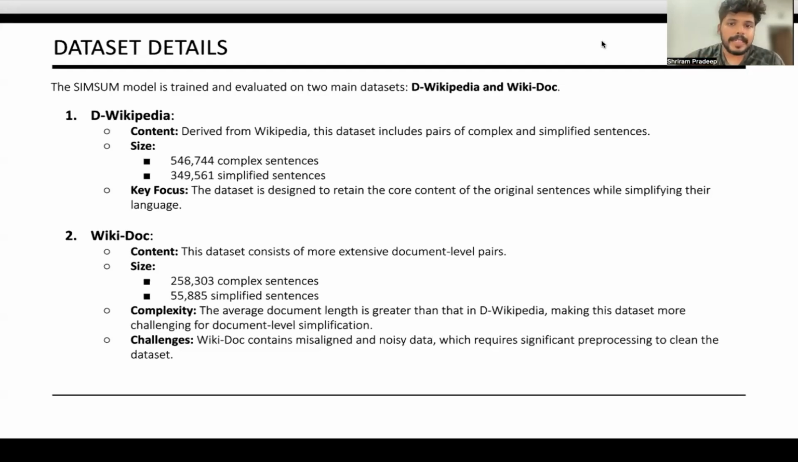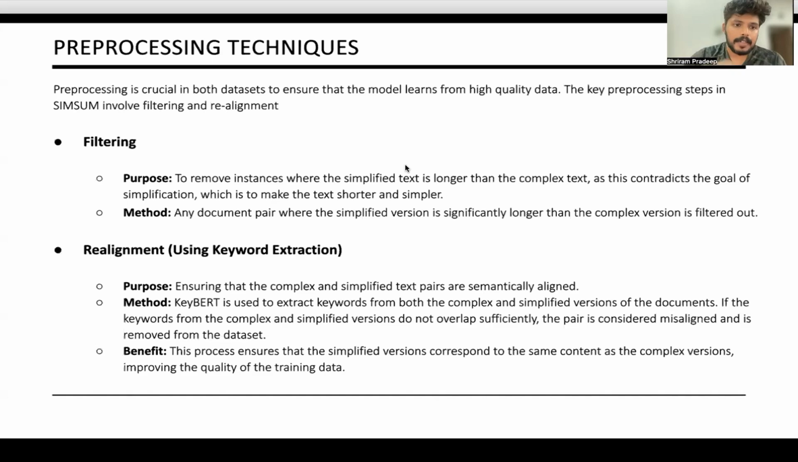We use two main datasets for training the Simpson model, the Wikilarge and Wikidoc datasets. Both of these are based on Wikipedia, but the Wikidoc dataset has more extensive document level pairs. But the problem is the Wikidoc dataset is noisier compared to Wikilarge, and we need to use some pre-processing techniques to clean it. One pre-processing technique is filtering, where if the initial sentence is of lesser length than the simplified text, we remove them.